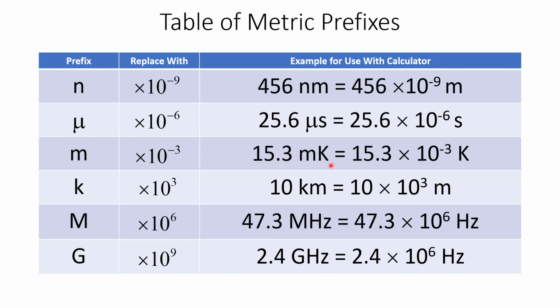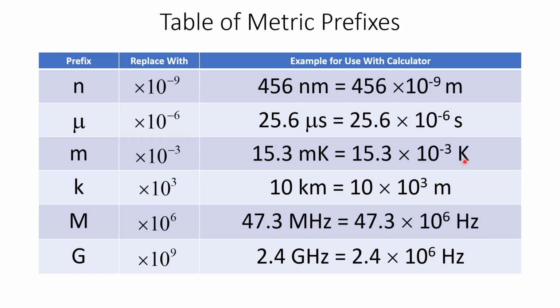Here I use it as a milli, mK. K is the metric system abbreviation for Kelvin, so this would be 15.3 millikelvin. That would be a very cold temperature, and so you replace the lowercase m with times 10 to the minus third, and 15.3 times 10 to the minus third Kelvin is what that would be.